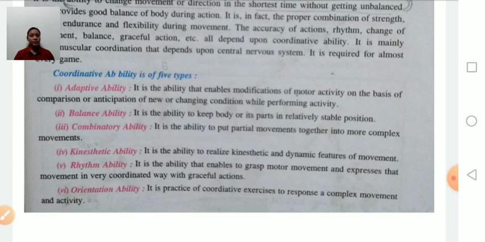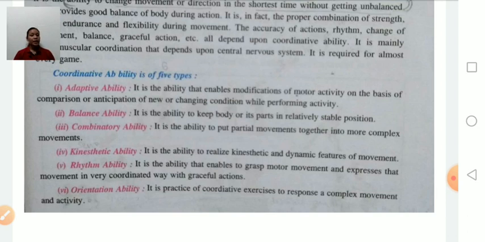Kinesthetic ability. Kinesthetic means sense. Kinesthetic ability is the ability to realize the kinetics, means to realize the sense and dynamic features of the movement. Rhythmic ability. Rhythm means it is the ability that enables one to grasp the motor movement and express that movement in a very coordinated way with graceful actions.